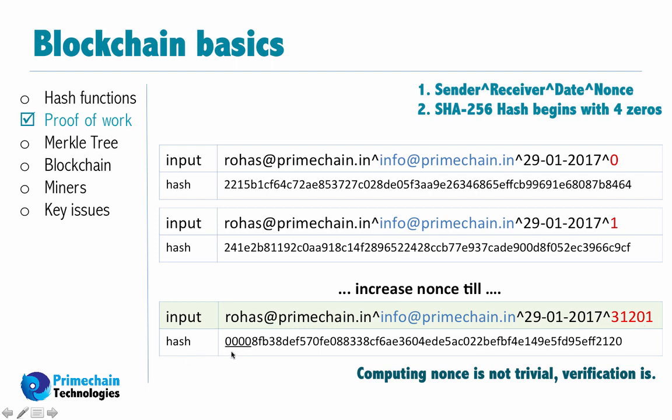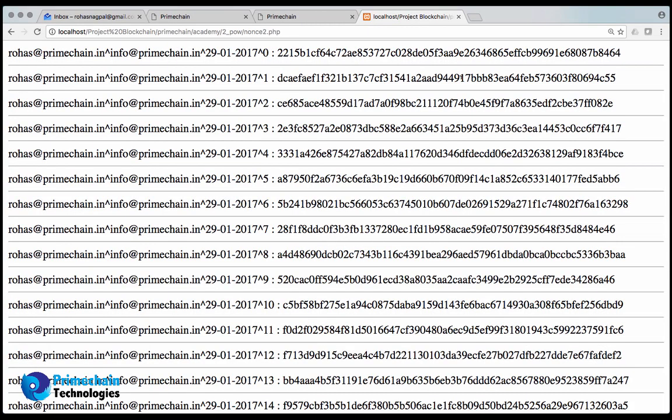To give you an idea what happens in the back end, let's have a look at this. So for Rohas at primechain.in as a sender, info at primechain.in as a receiver, 29th January 2017 as a date, when we use the nonce 0, this is the hash. As we can see, it doesn't begin with 4 zeros. We then increment the nonce to 1, 2, 3, and we keep doing it till we reach a hash which begins with 4 zeros.